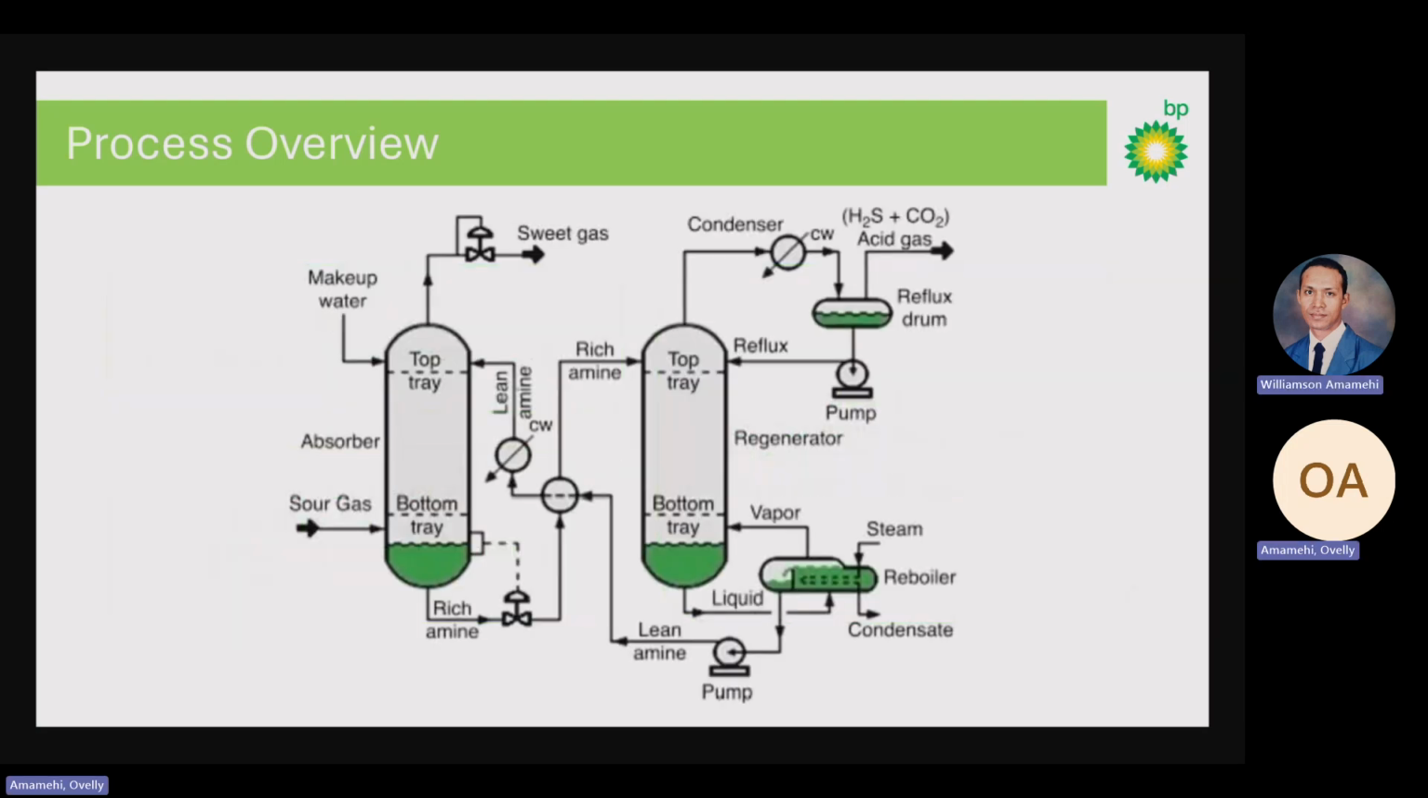And this is a process overview of AGRU. There are an absorber and a regenerator. For the absorber, the feed gas enters the absorber and contacts countercurrently with lean amine, and there is an exothermic reaction here, where sweet gas will exit from the top of the absorber and go to the next unit, and the rich amine goes down to the bottom of the absorber and goes to the regenerator.